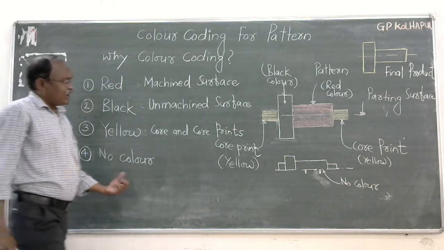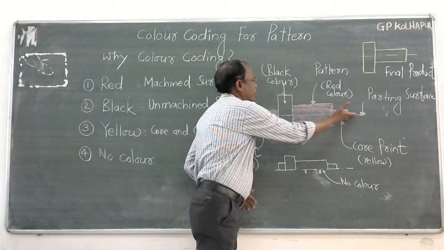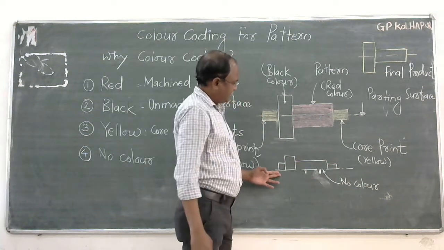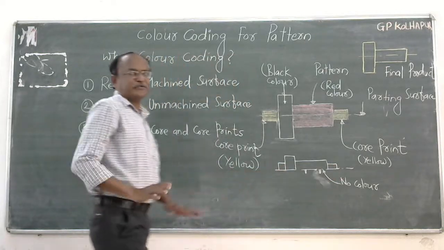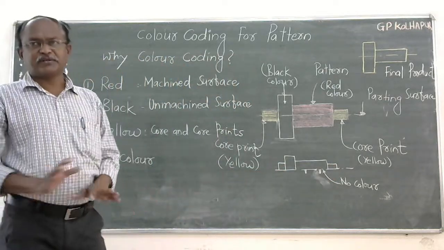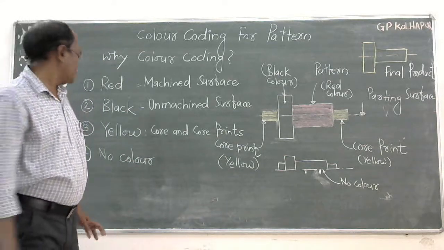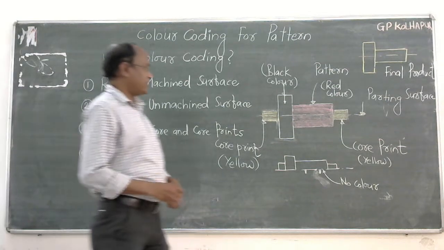And no color: if no color is marked, this is the parting surface. If I cut this from the center, I will get this type of figure. That indicates that on this surface there is no color and no requirement, only cutting is to be done there. So this is all about the color coding for patterns.